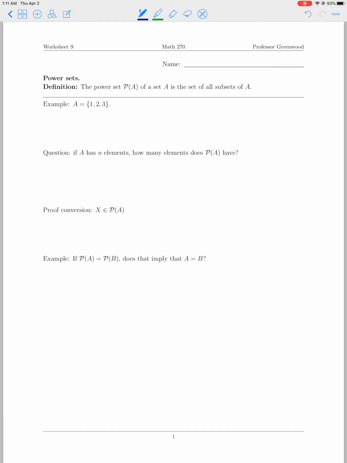Hi everyone. Today I want to talk a little bit about power sets, which is a topic that we'll be discussing in class for the next few days. I know that we've already seen the definition of a power set on the last homework assignment, but I want to review it quickly here.